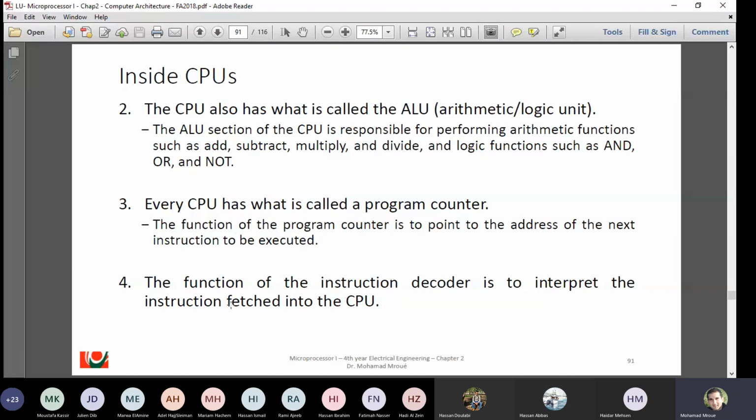Okay. And the function of the instruction decoder: inside the CPU we have a decoder that reads the code of each instruction so it knows what this instruction is, what it needs to execute, and what needs to happen inside. Okay. So its role is to interpret the instruction fetched into the CPU.